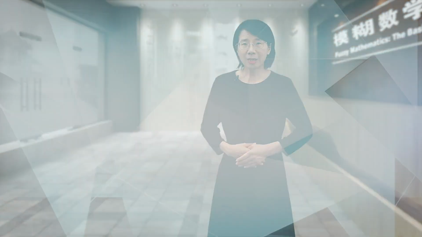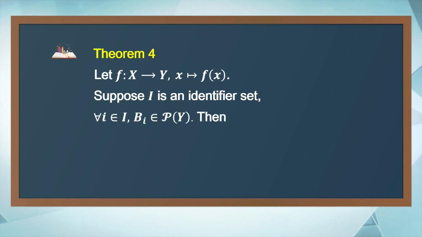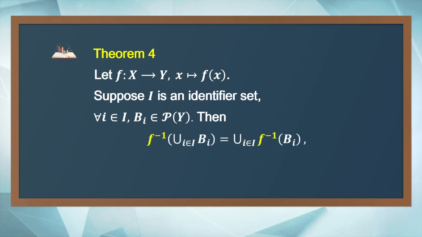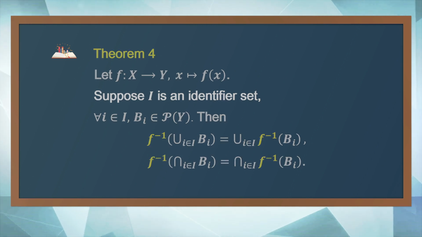Suppose I is an index set. B_i is a subset of Y for all i. Then the preimage of the union of B_i equals the union of the preimages. And the preimage of the intersection of B_i equals the intersection of the preimages. In short, the preimage of the union equals the union of the preimages. And the preimage of the intersection equals the intersection of the preimages.